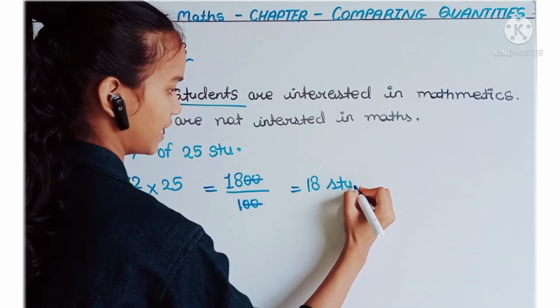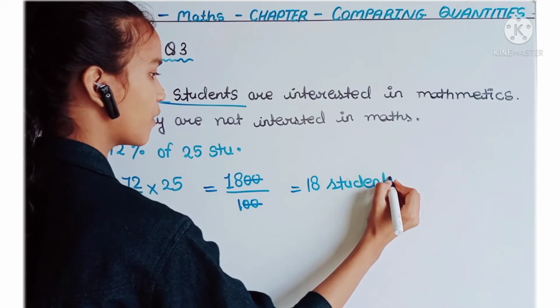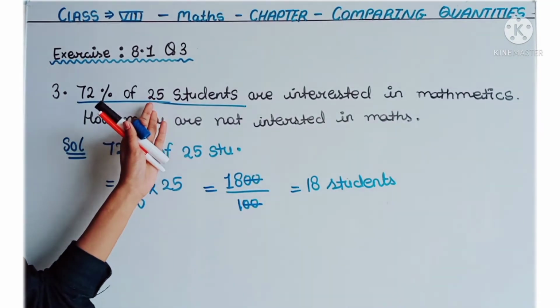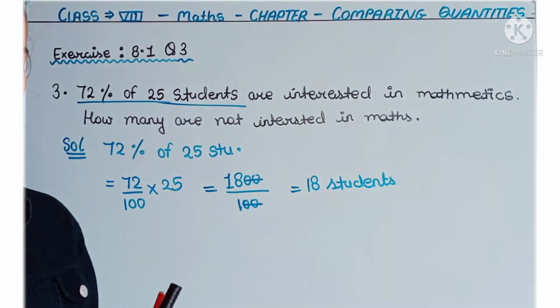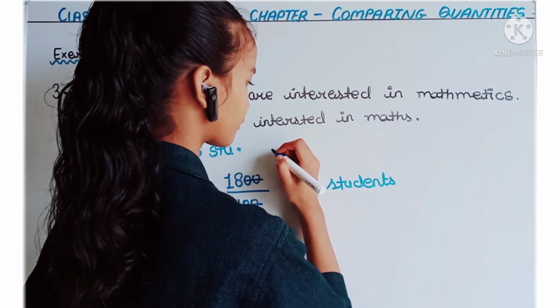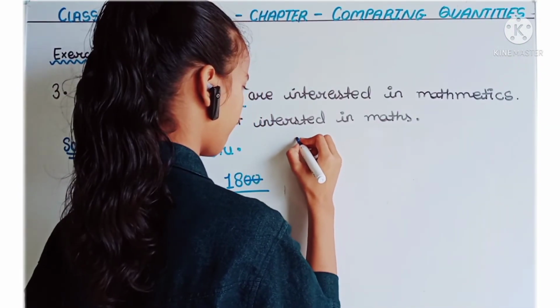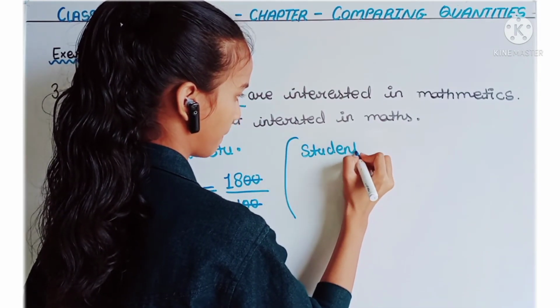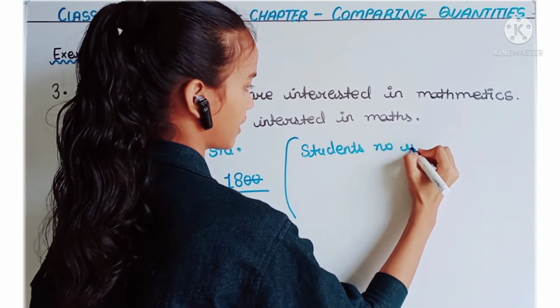Means 18 students. Now, which 18 students are these? Those who are interested in mathematics. Means out of 25, 18 students are interested in mathematics. Now we can find how many students are not interested.